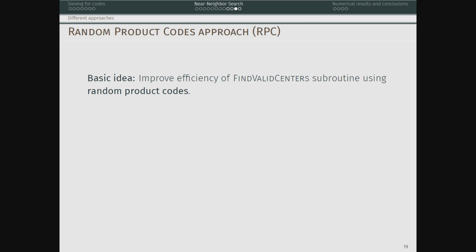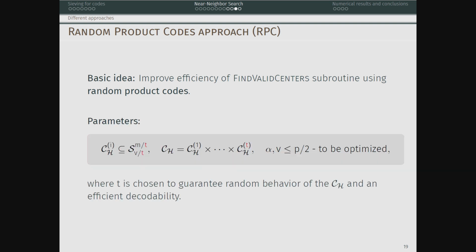The next step in this direction was introducing the random product codes, which should improve even more the efficiency of the find valid center subroutine. In particular, instead of choosing one big random code, we choose a Cartesian product of small codes, CHI in this case. To guarantee that these codes still behave like the random code from the previous approach, we need T to be small enough, and at the same time, T needs to be high enough so that we actually obtain some improvements. In our paper, you can see the property to choose.